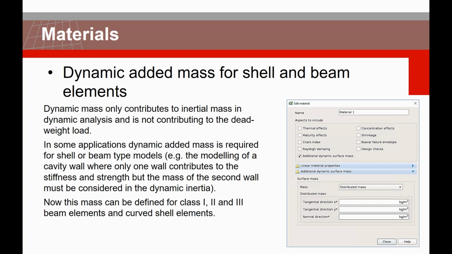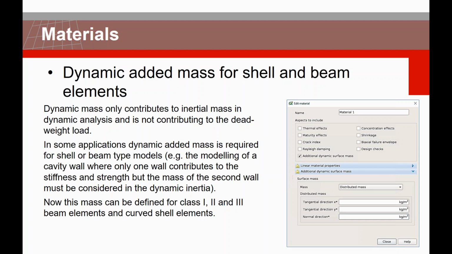Dynamic added mass for shell and beam elements. This is a very useful feature because when you want to model, for instance, a double leaf masonry wall, and one of the walls has a structural effect and another one has basically a mass effect, which contributes towards the dynamic analysis. In one step and in one go, you can consider the second leaf as a mass based on the shell mass, and the other one as structural.